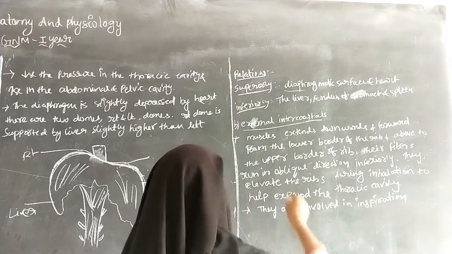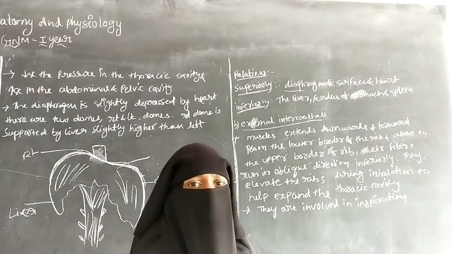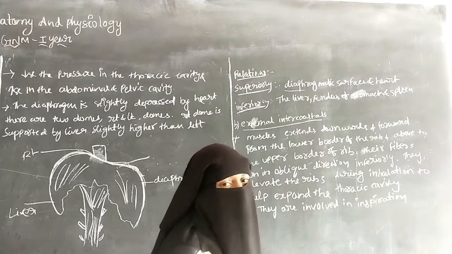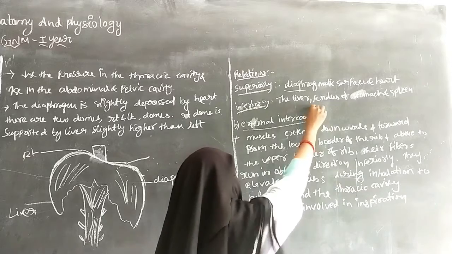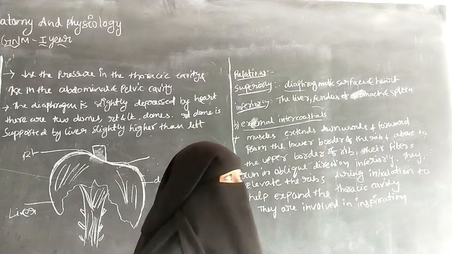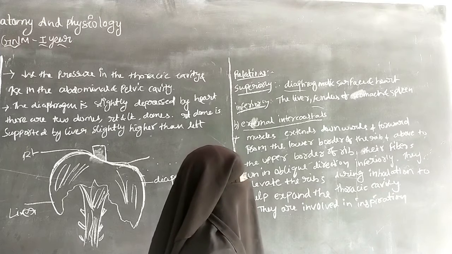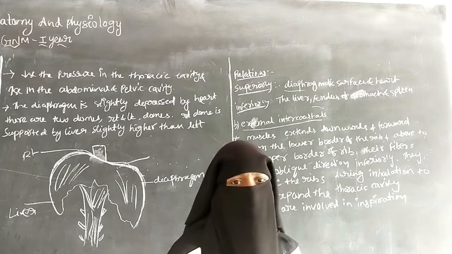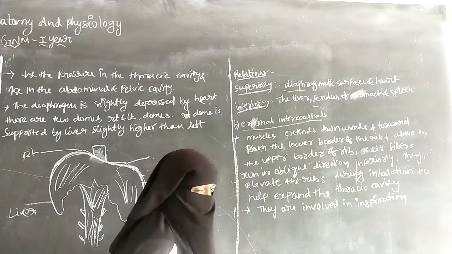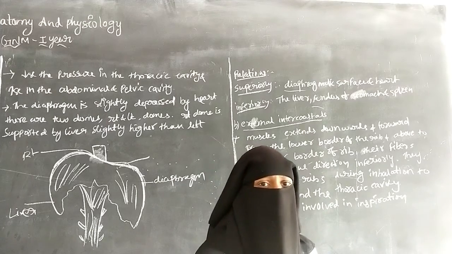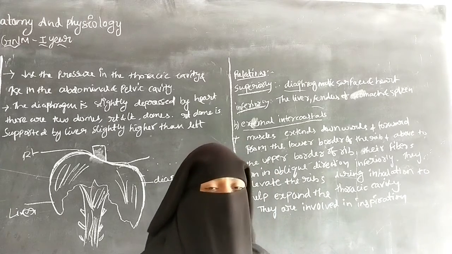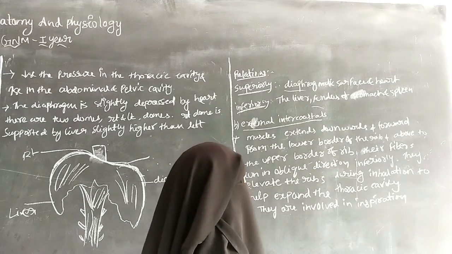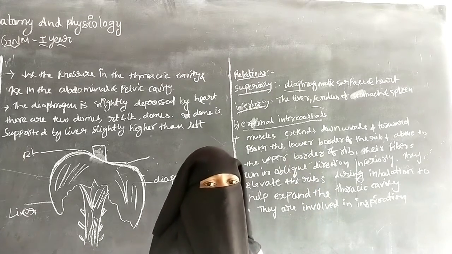Next is inferiorly. The inferior part of the diaphragmatic muscles is related to the liver, the fundus of the stomach and the spleen. The fundus is the upper part of the stomach. So superiorly, the diaphragmatic muscles are related to the diaphragmatic surface and the heart, and inferiorly to the liver, the fundus of the stomach and the spleen.